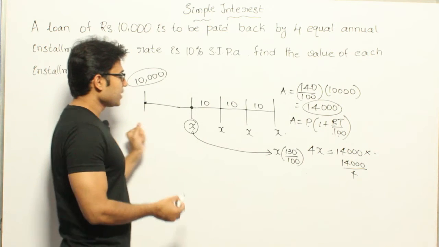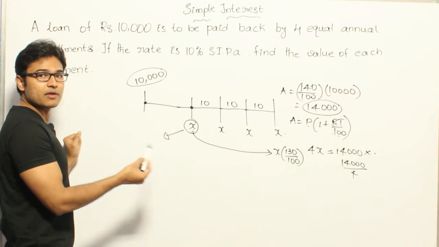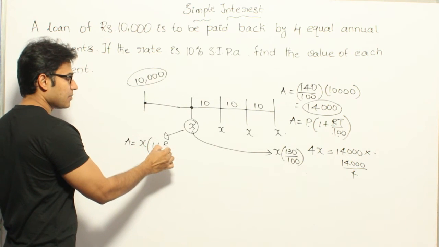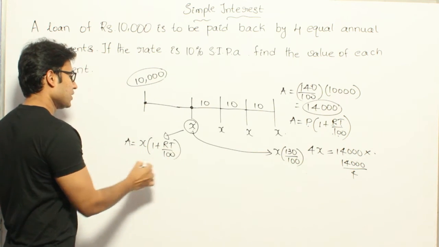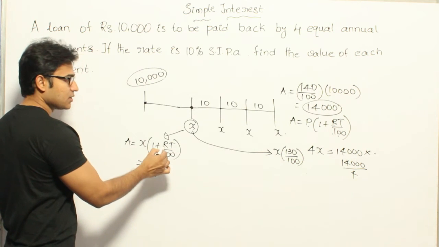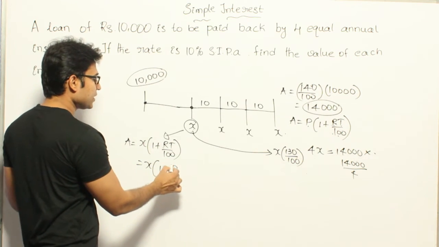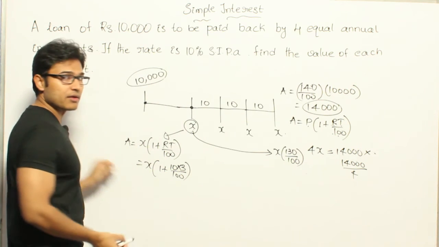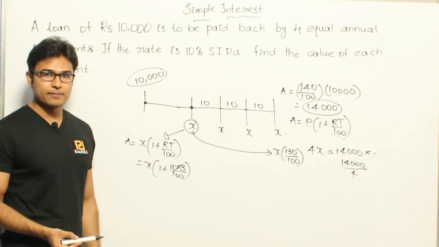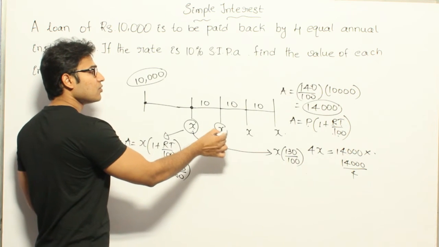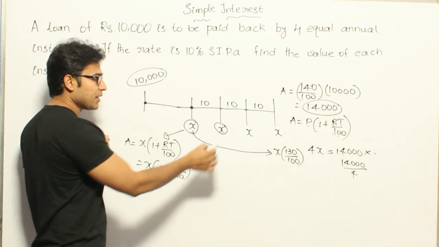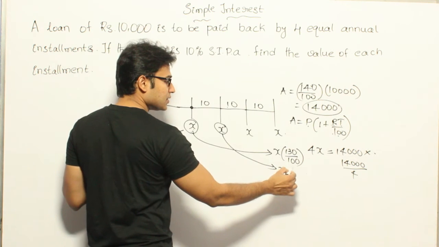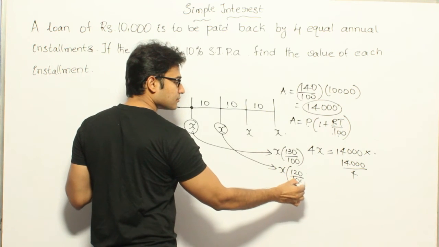Or you could also apply the simple interest formula. What is the simple interest formula? Amount A equal to principal into 1 plus RT by 100, right? So that equals X into 1 plus, R is 10 and number of years is 3, by 100. So it is 130 by 100, X into 130 by 100. Got it? Similarly, this one is going to grow for 20%. Therefore, by the time this value goes there, it will contribute X into 120 by 100.